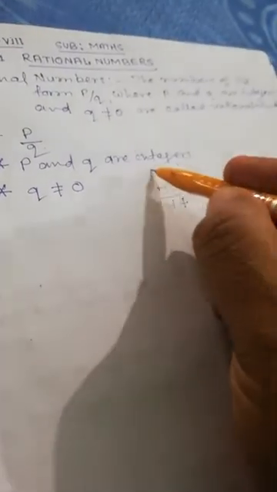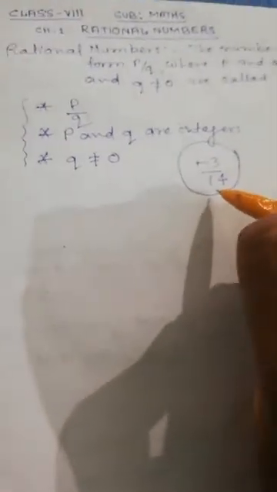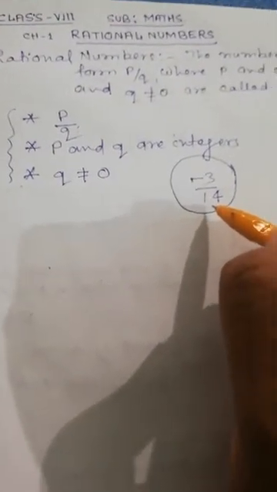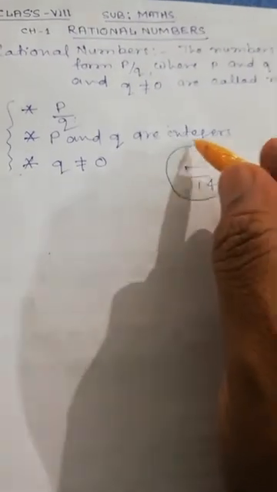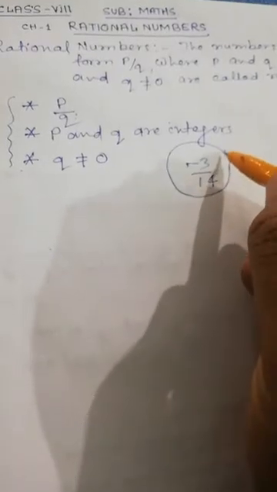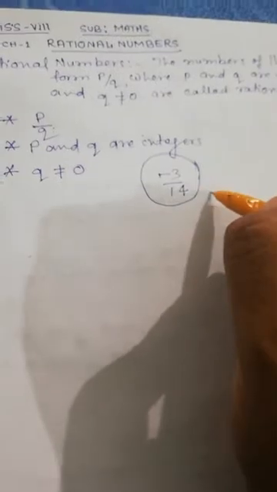For example, minus 3 by 14. Minus 3 by 14 is a rational number because minus 3 by 14 is in the form of p by q, and minus 3 and 14 both are integers, and q should not be 0. Q means denominator, so 14 is not equal to 0. So all the conditions for being a rational number are satisfied. Therefore, minus 3 by 14 is a rational number.